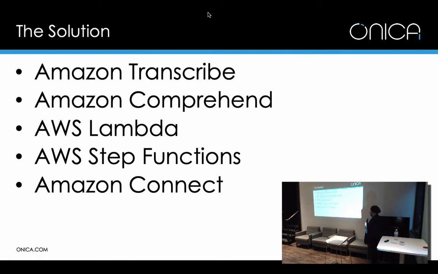So the solution that we came up with. Here are the AWS services we used. Amazon Transcribe, which is the automatic speech recognition service within AWS, speech-to-text essentially. Comprehend, which is the natural language processing service within AWS. You can do things like pull key phrases, sentiment, get a sentiment score, and detect the language. AWS Lambda, and AWS Step Functions, which essentially just manages the state of the jobs and provides visualization for that, and Amazon Connect. Amazon Connect is AWS's managed, hosted contact center service.